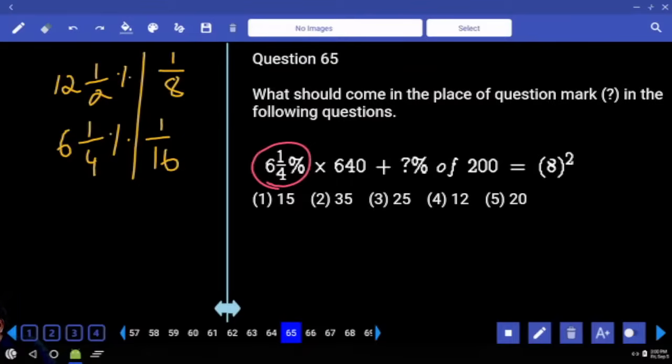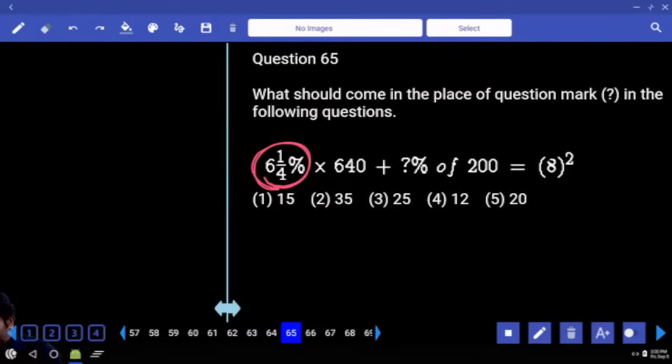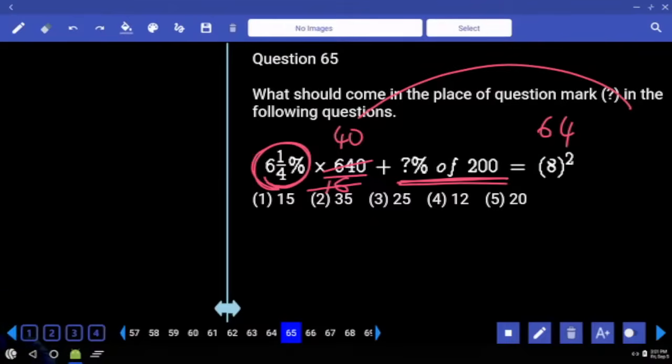6 1/4% fraction conversion, 1/16. You got it? So in place of this, if you assume 1/16 divided by 16 only, 16 how many times? 40. Right hand side 8 square. 40 goes to the other side. 24. 24 is what percent of 200 only? 24 divided by 1% value 2. Answer 12. Done.